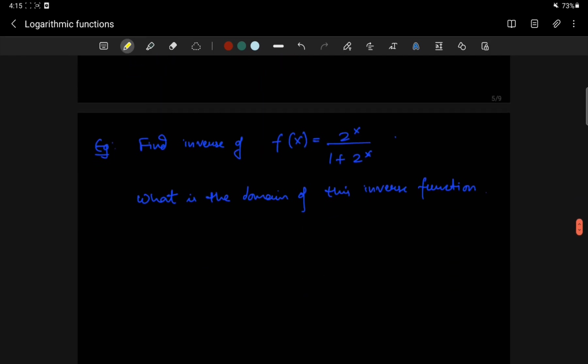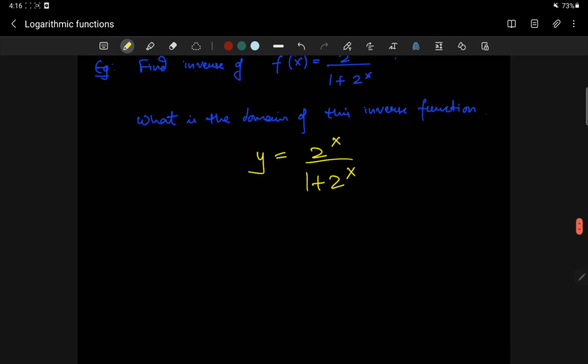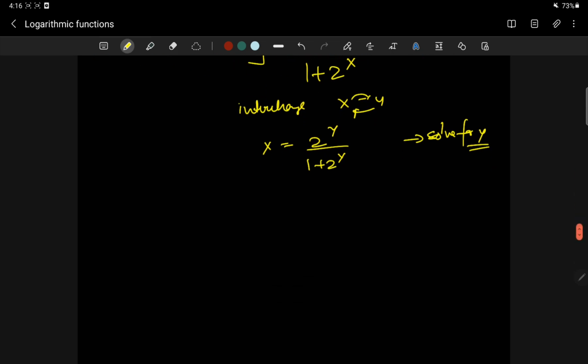Let's look at another example. It says, find the inverse of this function. What is the domain of this inverse? Now, the process for finding an inverse is always, you start with y equals what is given, then you interchange x and y. After you interchange x and y, you get a new equation. And now in this equation, you're going to try and solve for y.